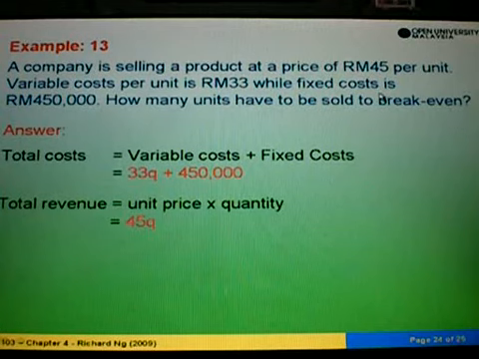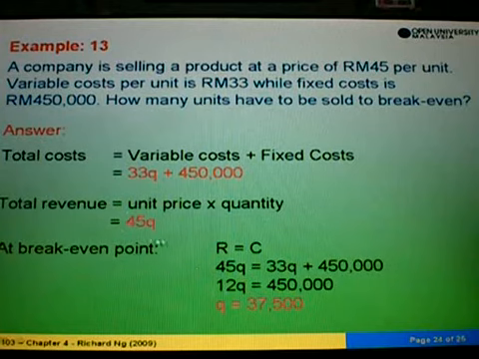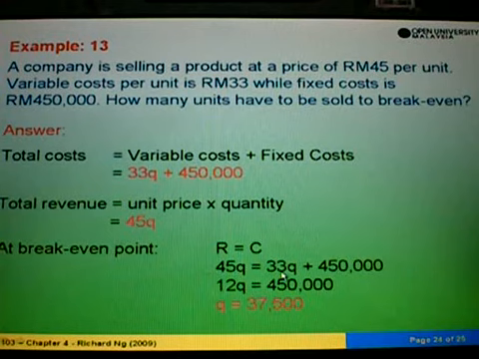At the break-even point, remember, revenue equals cost. Therefore we say 45Q equals 33Q plus 450,000. Shift the 33Q to the left, where 45 minus 33 equals 12Q. So 12Q equals 450,000. Therefore Q equals 450,000 divided by 12. This will give us 37,500. Therefore, for this company to break even, it must produce a minimum of 37,500 units.